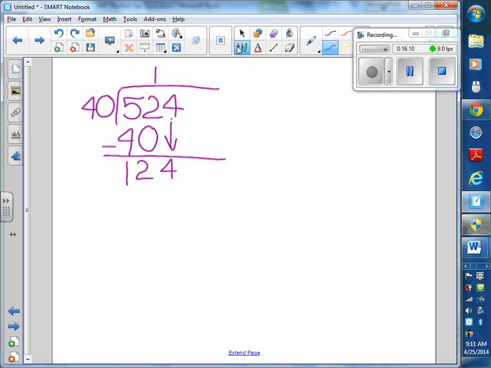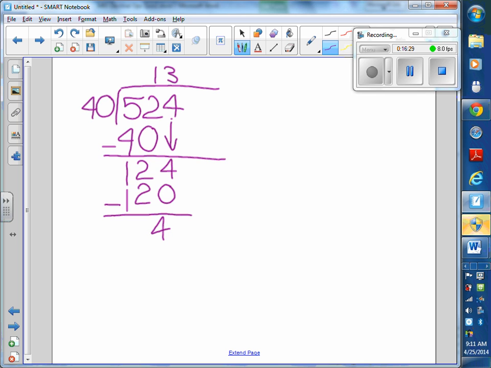So how many 40s is that? 40 plus 40 plus another 40. 3, right? Does that make sense? Oh, that's 30. Is that your mistake? So let's finish it correctly then, right? So this is 120. Do you see that? So when I subtract, I just get 4, right?